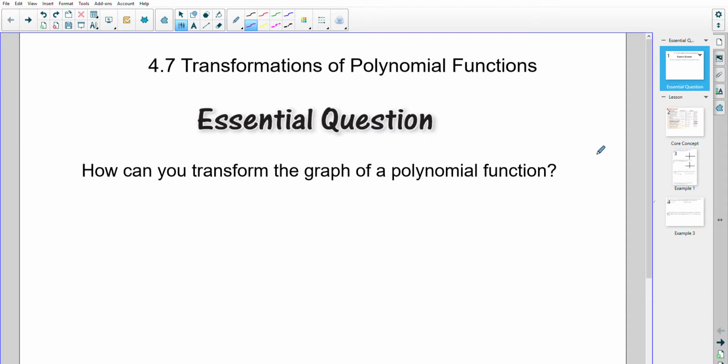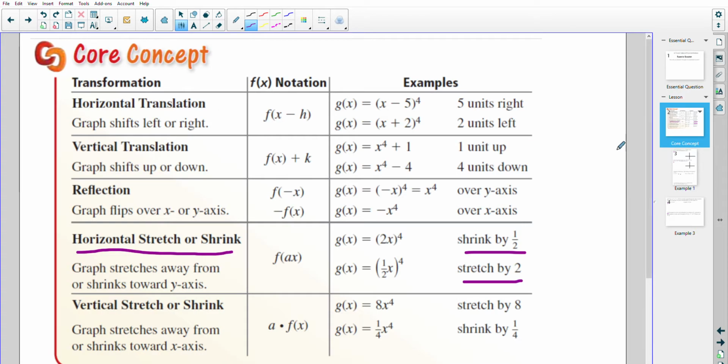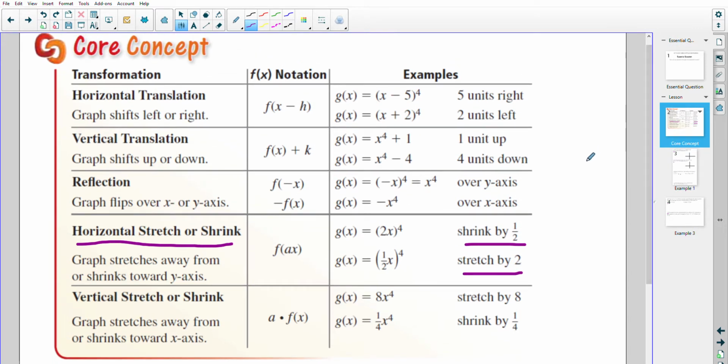Transformations of polynomial functions. This we've gone through before with quadratics, and we will know which way they translate. So you can have a horizontal, that's adding or subtracting to your x, vertical, adding something to your f of x, reflection. So reflection is if it's multiplying -1 times x, it's over the y-axis, and negative f of x is over the x-axis, horizontal stretch or shrink.